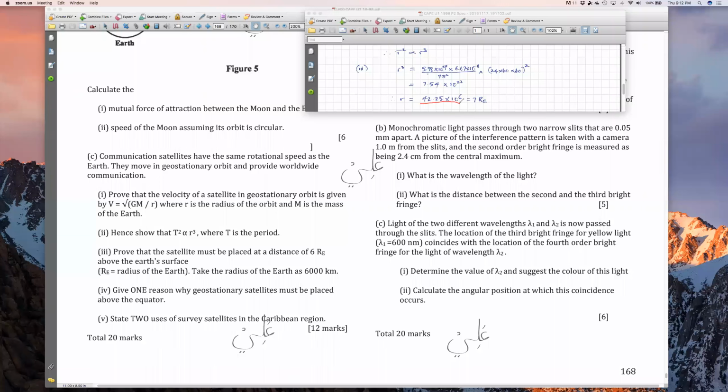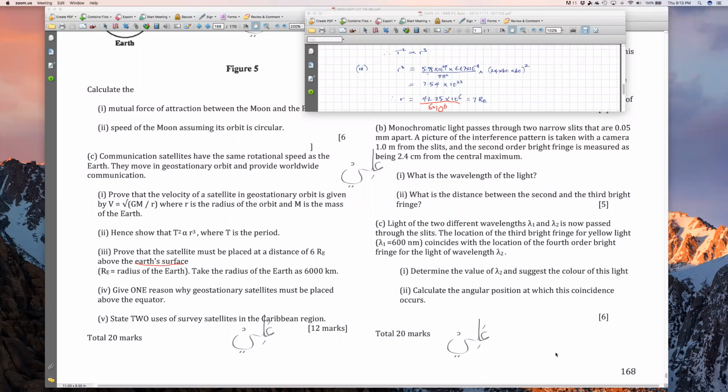You divide this number by the radius of the Earth, 6 by 10 to the 6. And you'll get 7 RE, which you might think is a problem because they want us to show that something is 6 RE. But if you look back at the question, they said, prove the satellite will be placed at a distance of 6 RE. From where? From the Earth's surface. This here is the radius of the entire orbit.